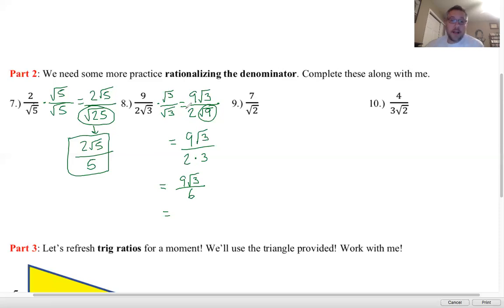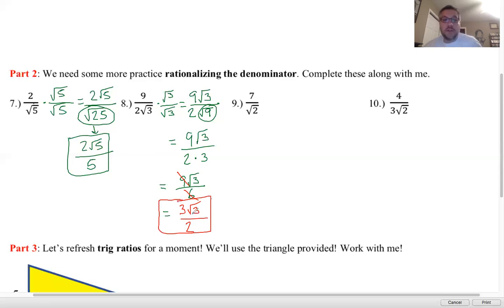So you say, all right, 9, you little weasel, you're divisible by 3. 3 goes into 9, 3. Bring down your root 3 over. 3 goes into 6 twice. Now 3 and 2 are relatively prime. Nothing that divides into 2 divides into 3. You are done.